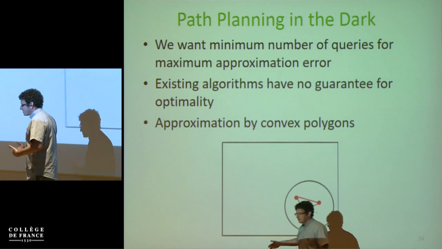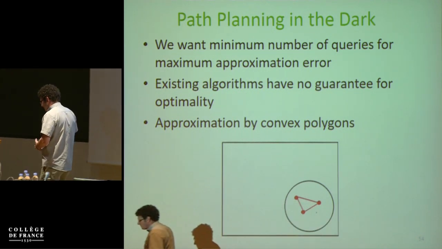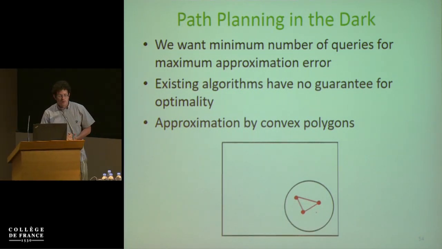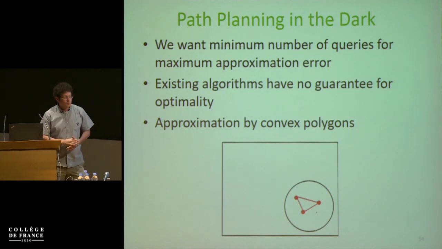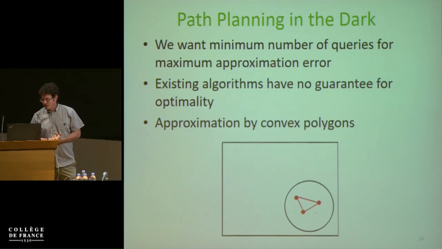So the current algorithms just ignore the property that we know that objects are usually nice and smooth or convex, or can be partitioned into many convex shapes.